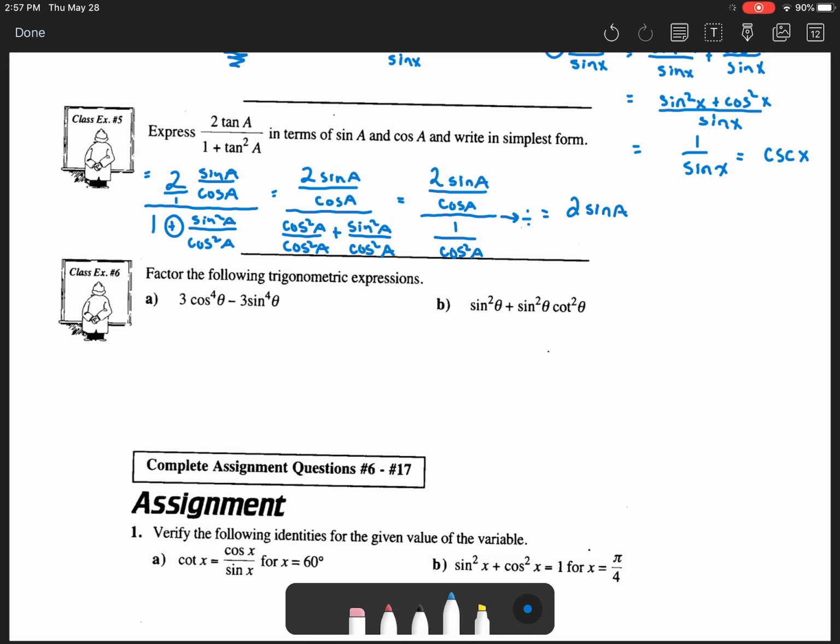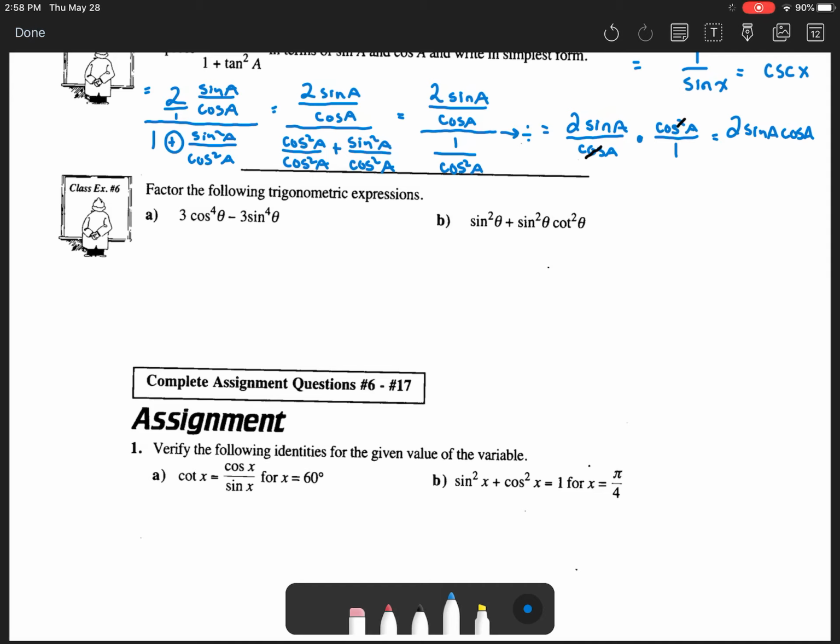Now again, this line here means division. So what I end up doing is multiplying by the reciprocal. So I'm going to have 2 sine a all over cos a, there's my numerator, and now I'm going to multiply by the reciprocal in the denominator. Okay, so I'm going to multiply by cos squared of a all over 1. So with this squared here, one of those cancels with this cosine down here, and that leaves me with 2 sine a cos a. And there's your simplified expression in terms of sine and cos.